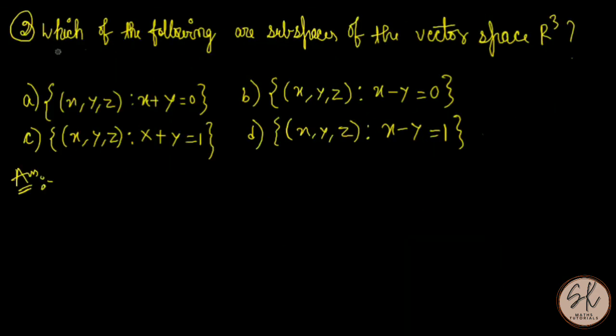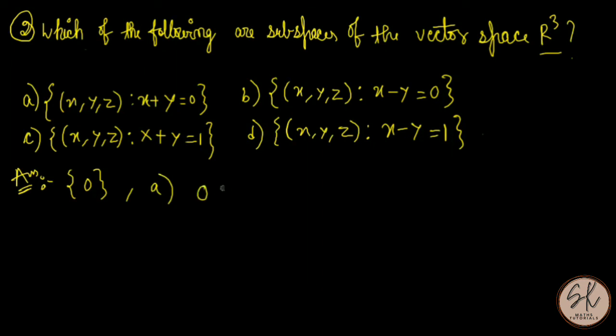So let us see a question from subspaces. The question is, which of the following are subspaces of the vector space R^3? As we know, every subspace should contain the trivial element, that is 0. So if we put x, y, z equal to 0, let us see for which of these equations the LHS and RHS are equal. If they are, then that is going to be a subspace of the vector space R^3.